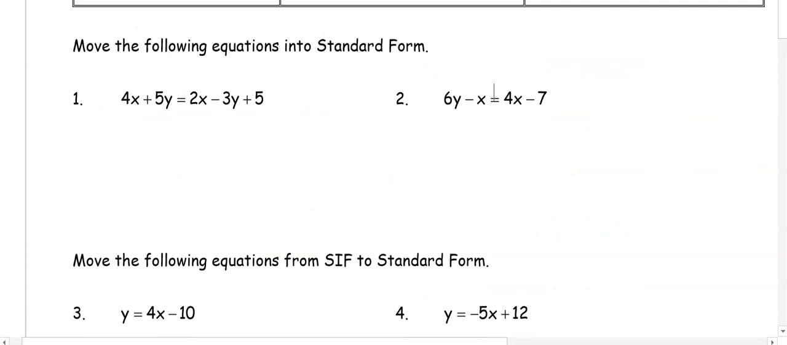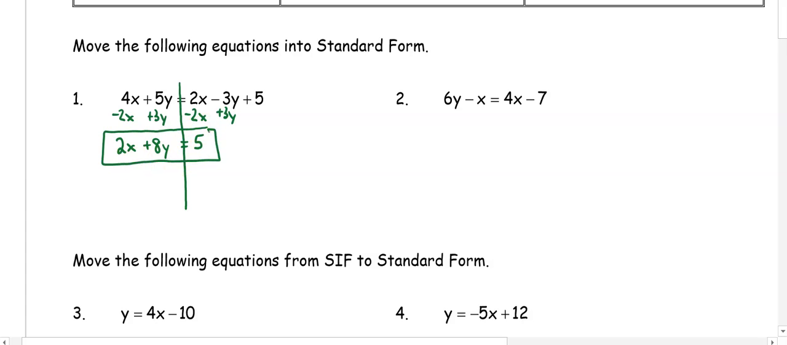So we want to move the following equations into standard form. So we want to get x and y on one side and the constant, that number, by itself on the other side. So in this case, we want to get 5 by itself on the right. We want x and y on the left. So we need to move 2x and 3y to the other side by switching their signs. So we are going to subtract 2x from both sides, and we are going to add 3y to both sides. So this gets us 2x plus 8y equals 5. Our value in front of x is positive, so we are done here.